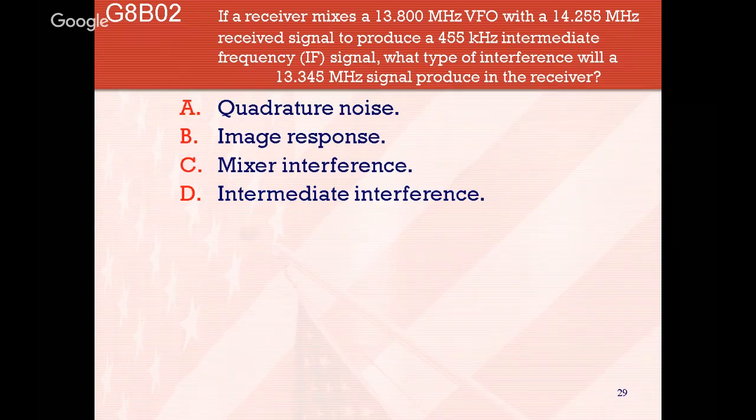If a receiver mixes a 13.8 megahertz VFO with a 14.255 megahertz received signal to produce a 455 kilohertz intermediate frequency, or IF signal, what type of interference will a 13.345 megahertz signal produce in the receiver? And I went through that little explanation of what was happening with our repeater and everything. And that term is basically image response. So B is what's happening there, your image response.